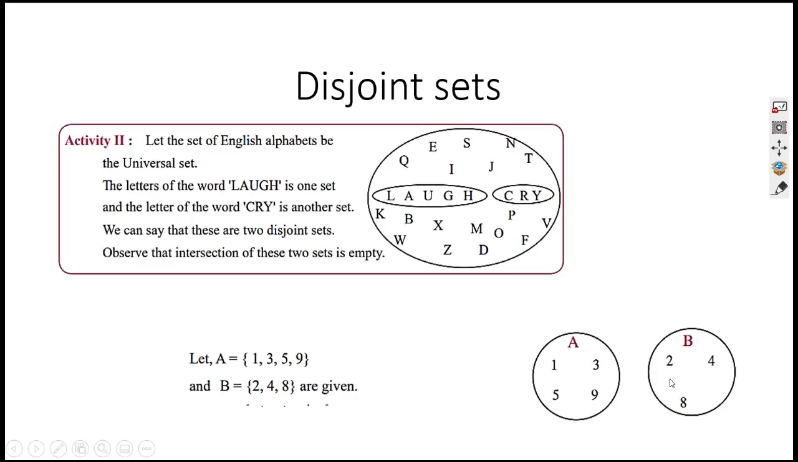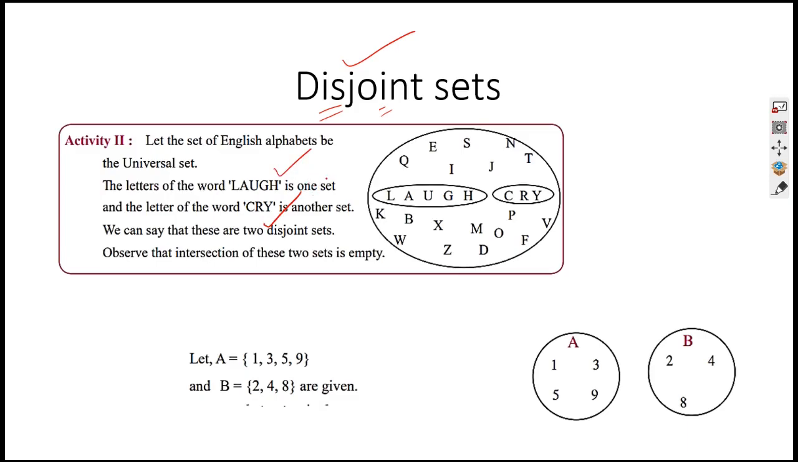There is another concept in set formation, disjoint set. As the name indicates, dis is always dissimilar, like disappoint, disappear and disconnect. It is negative. Disjoint set means not joined. Here is a beautiful example of the letters used in the words laugh and cry. Both are opposite, laugh and cry.